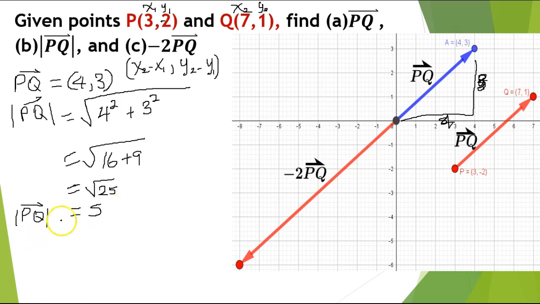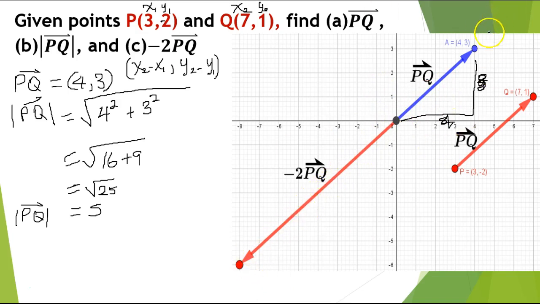And then here we are asked to find negative 2 times the vector. This is called scalar multiplication; negative 2 is a scalar. So you multiply this vector, you double its x and double its y. If you double 4, it's going to be 8. If you double 3, it's going to be 6. If it was positive 2 times the vector, it would be 8, 6. But because it's negative 2, it's going to change direction. Instead of going forward, it's going to go back. So if you multiply by negative 2, it's going to double and change direction.